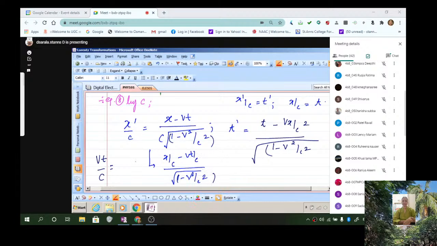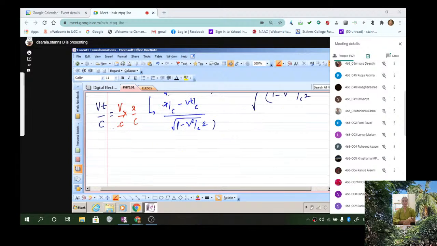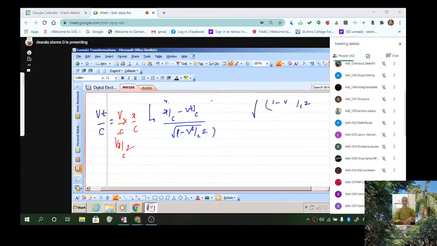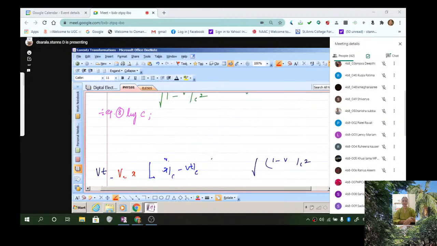Okay. V is as it is. What is t? x by c. Isn't it? So what am I getting? This v by c is as it is, into, in place of t I will write x by c. So what does it become? It becomes v x by c square. And that is what we are writing here.